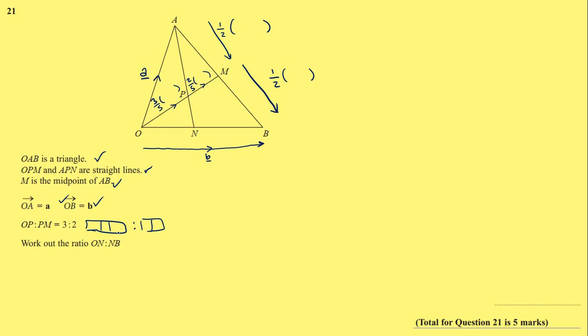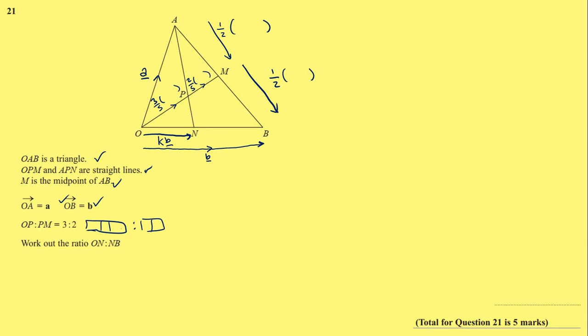Now we're going to be working out the ratio of O to N to B. Now in actual fact, what I'm going to do is find out what proportion of O to B, what proportion of this entire line is taken up here. Because if I find that, I'll find out what proportion is here, and then I can get it into a ratio pretty easily. What I'm going to say is that O to N is going to be some chunk of B. Now, I don't know what that chunk is going to be called, but I'm going to call it K of B. It's some chunk.